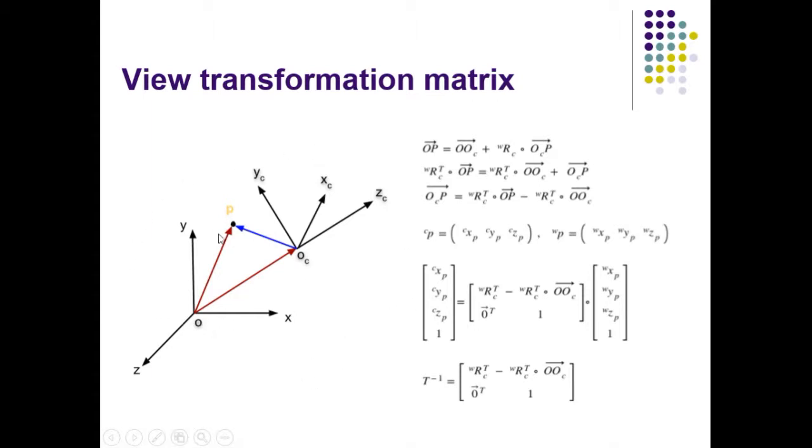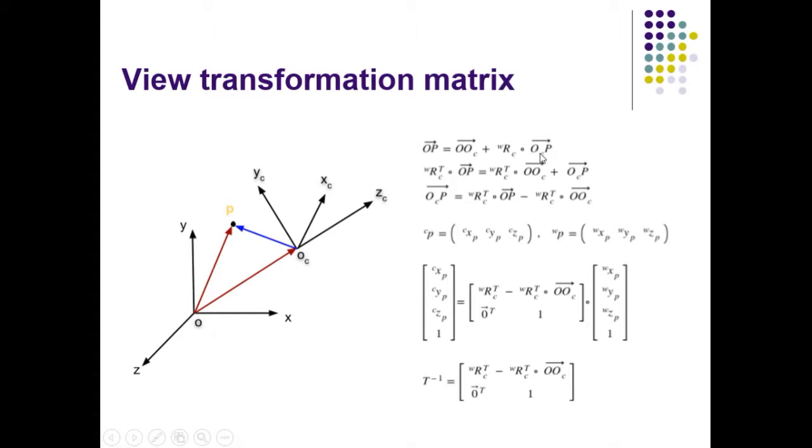So, in this image we have the world frame and the camera frame. We have a general point in the scene. This point is a vertex. We have the OP vector, the position vector that identifies the point P with respect to the world frame. We have the OCP vector as the position vector that identifies the point P with respect to the camera frame. And finally, we have the OOC vector that identifies the origin of the camera frame with respect to the world frame. These vectors are related through this mathematical expression.